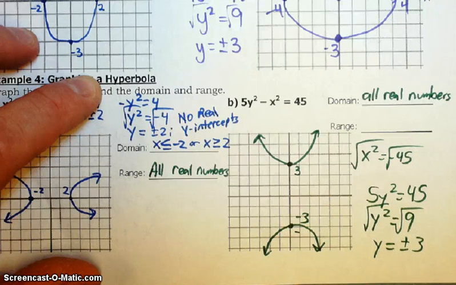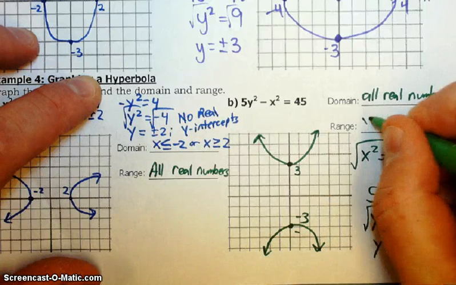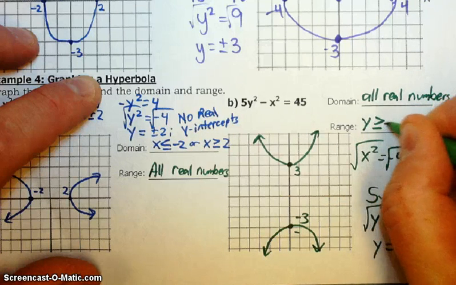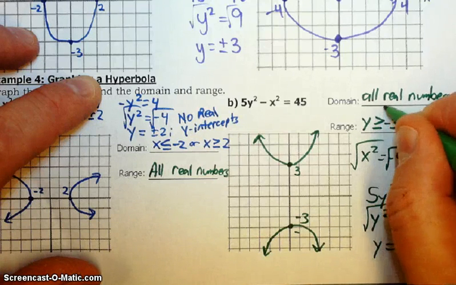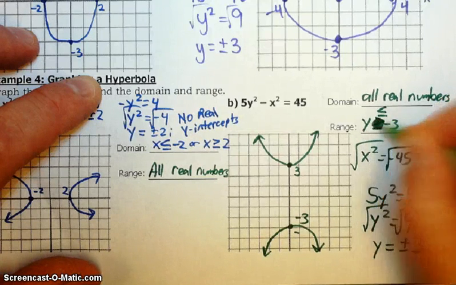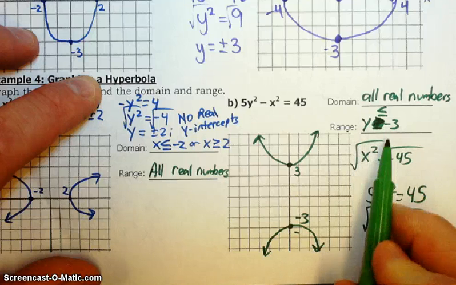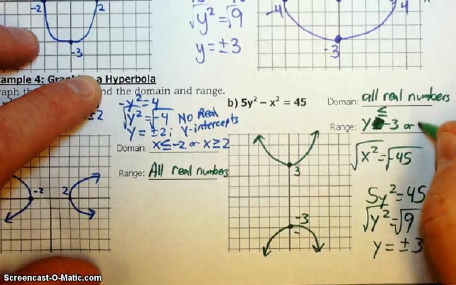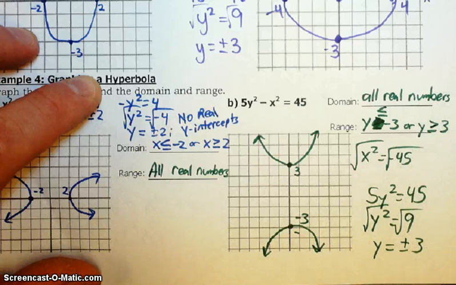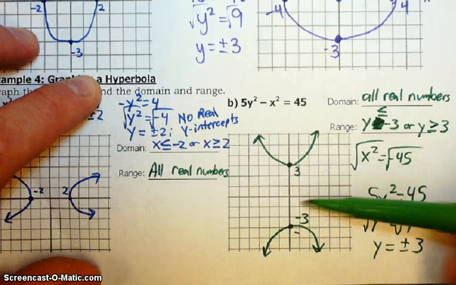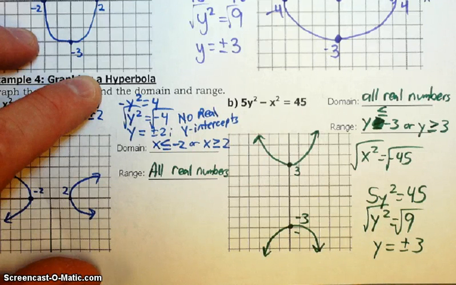And the range, we're going to go from the bottom of the graph to -3, is all y numbers greater than or equal to -3. I have that backwards, don't I? No, less than or equal to. Y is less than or equal to -3, or y is greater than or equal to 3. Remember, there's nothing in the middle here. The graph does not exist between -3 and 3 on the y-axis.